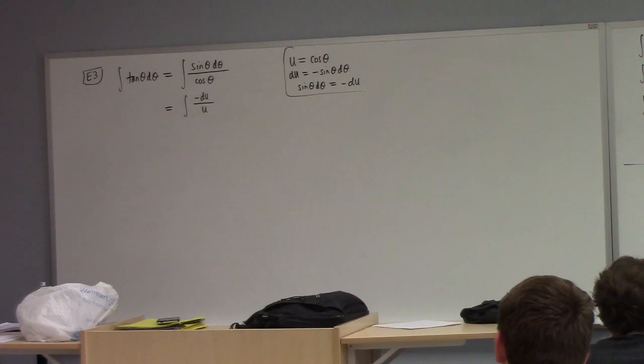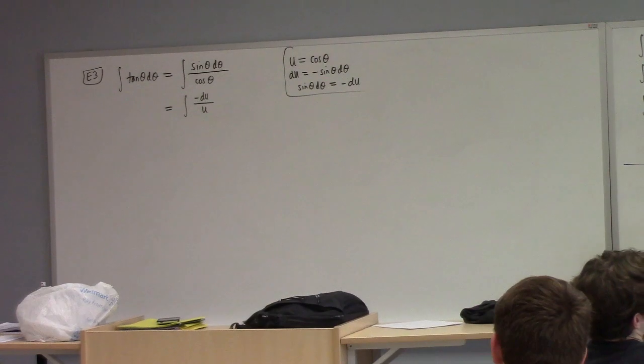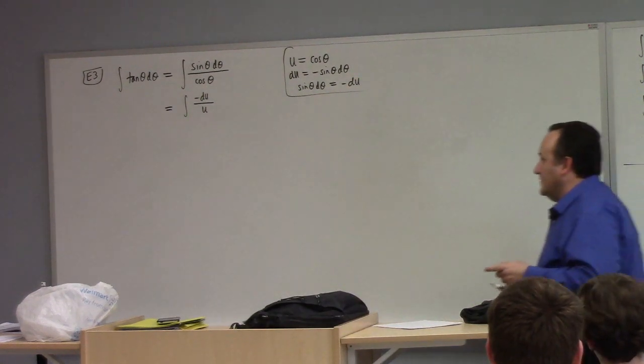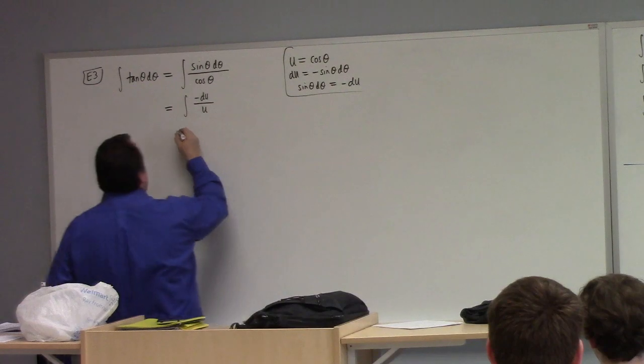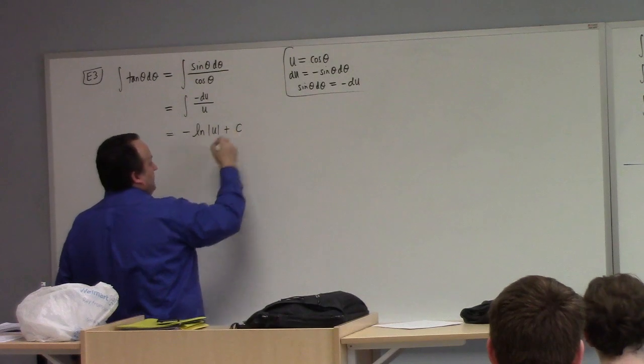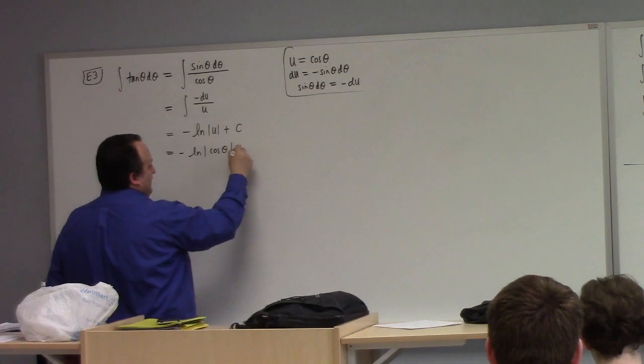I was thinking you could bring the u up and it'd be negative u to the negative 1. Okay, but what's the problem with that? The one case this doesn't work for is negative 1. That would be correct. This is the natural log one: natural log of the absolute value of u plus a constant. So that gives us minus the natural log of the absolute value of cosine theta plus a constant.